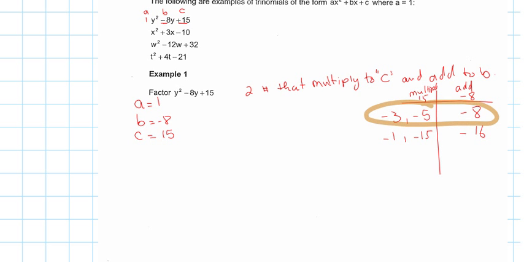Okay? So my factors are negative 3 and negative 5. For me to be able to factor this, I factor it like this. Equals, I open brackets, I put y in the first spot, and then my answers in the second spot. Because my answers are negative, it's going to be y minus 3 and y minus 5. Okay?